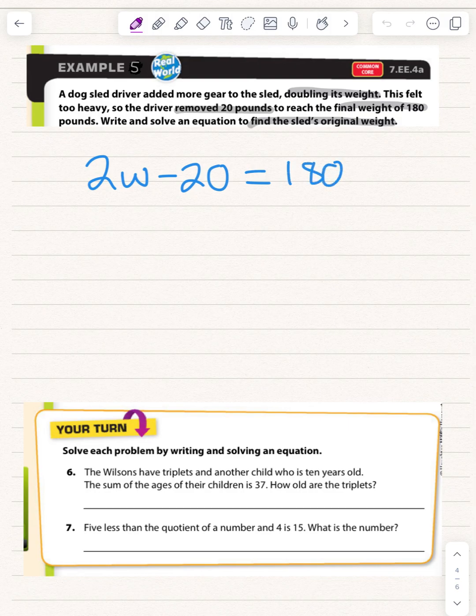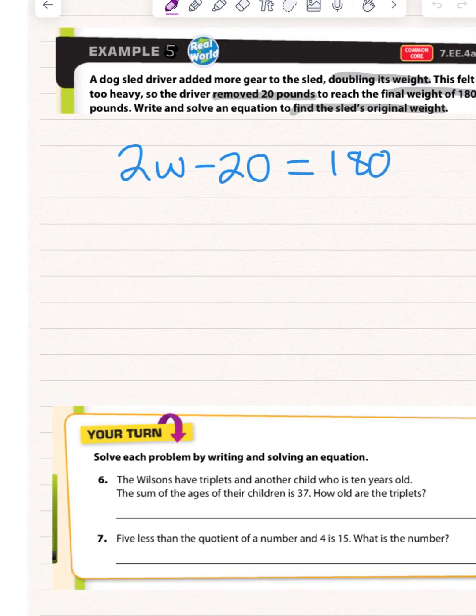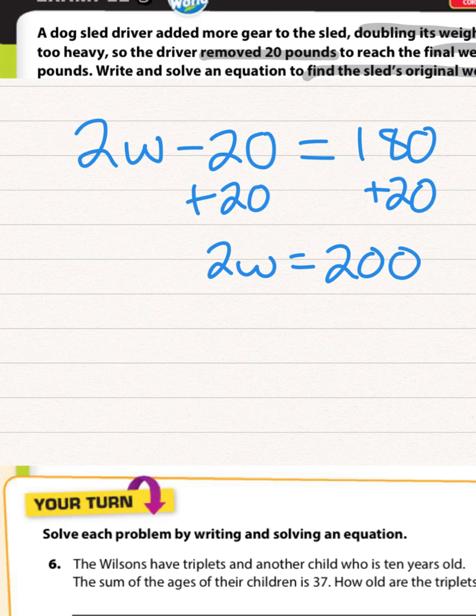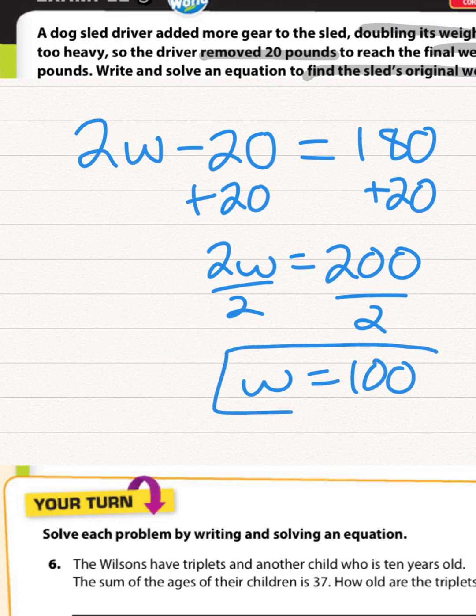All right, we wrote an equation. Now we have to solve it. The first thing we're going to undo is that subtraction. So we're going to add 20. And then we have 2w equals 200. And then we're going to divide by 2. So the original weight was 100 pounds.